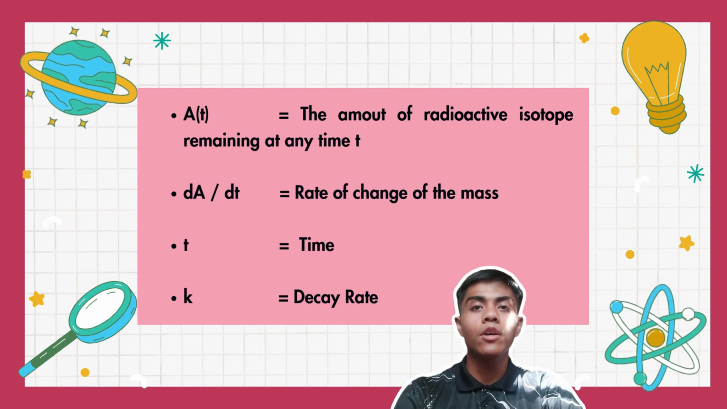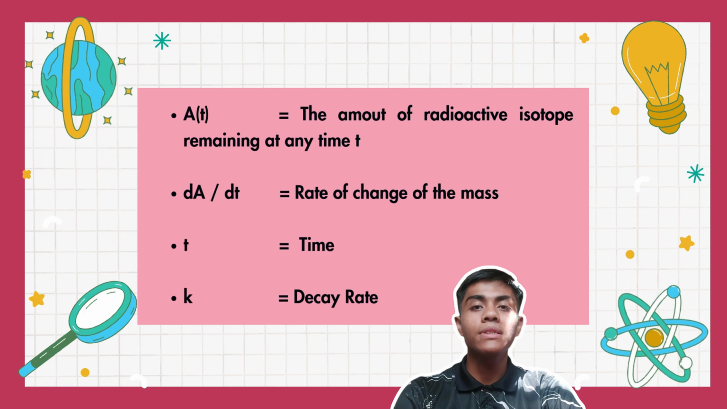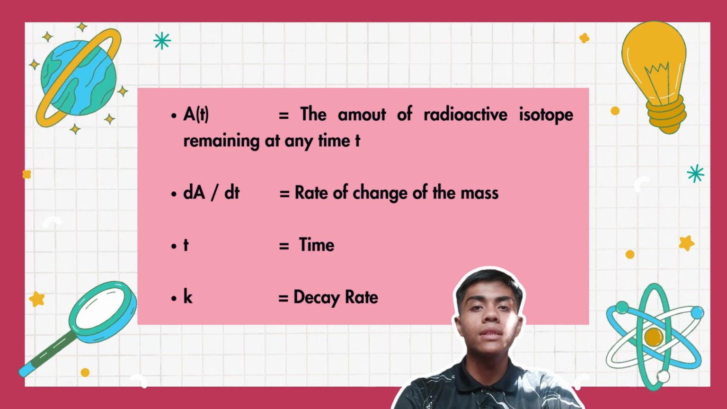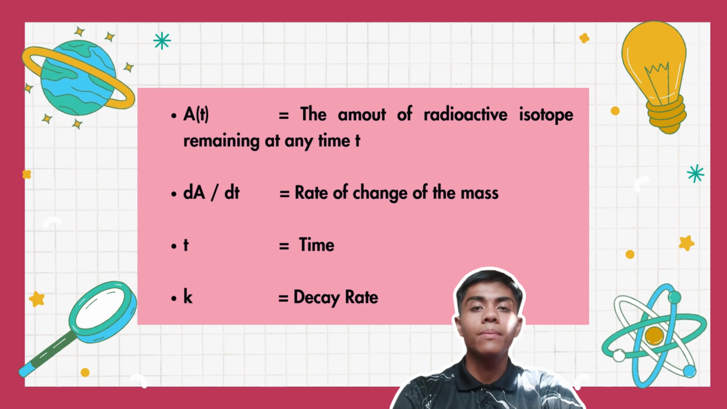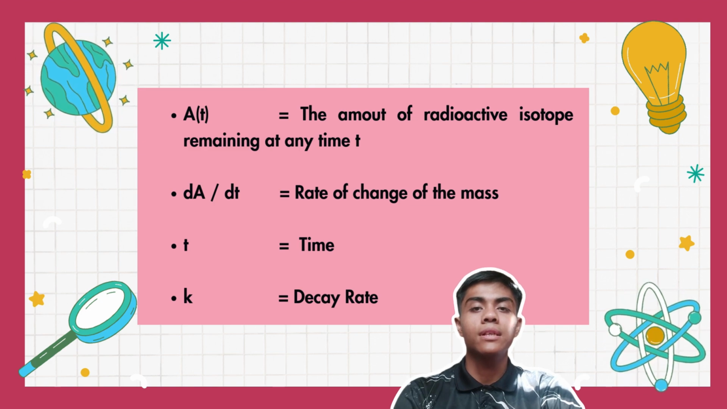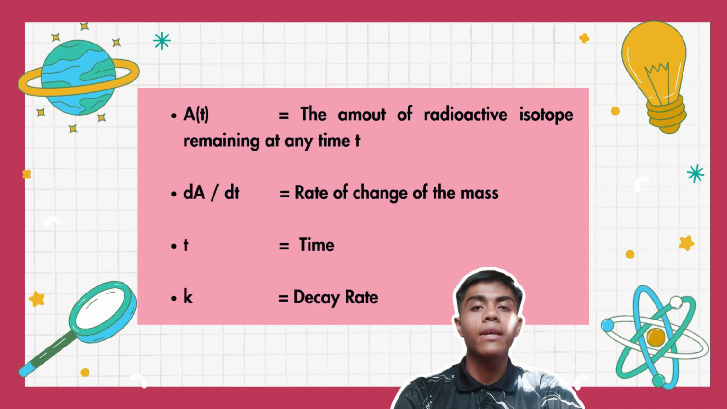Let's move to the meaning of each symbol in this equation. A(t) represents the remaining quantity of a certain radioactive substance. dA over dt represents the rate of change of the mass. t is for time and k represents the decay rate.